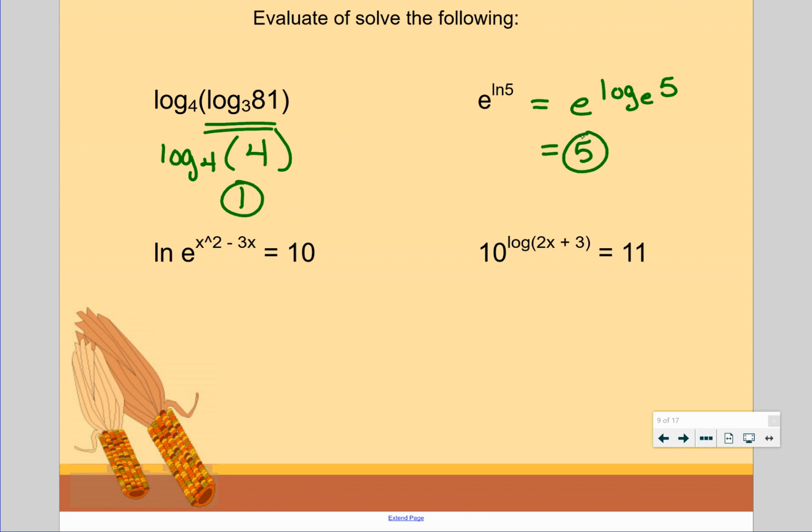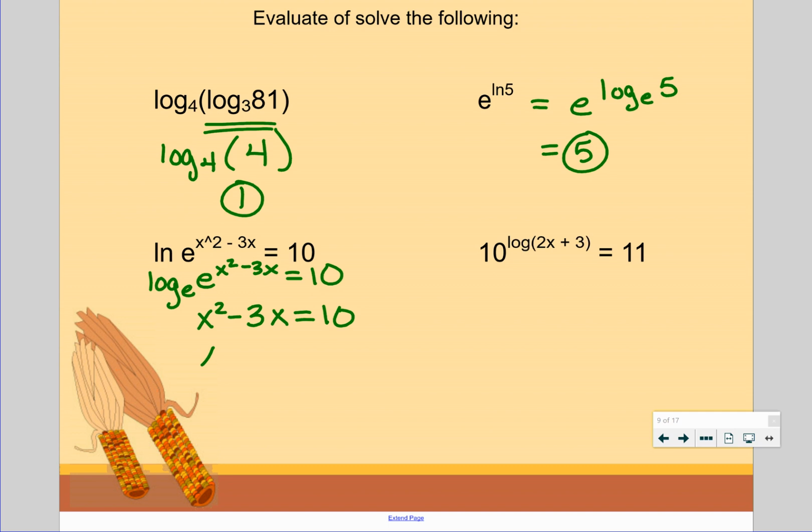Next one, I have a natural log. I'm going to write it as log base e, and then another e, where that exponent is x squared minus 3x equals 10. I have a log base e and an exponent base e. What happens? They cancel, and I'm left with whatever's in the power. In this case, it's x squared minus 3x. I've still got the 10 on the other side. I have a quadratic. What should I do next?